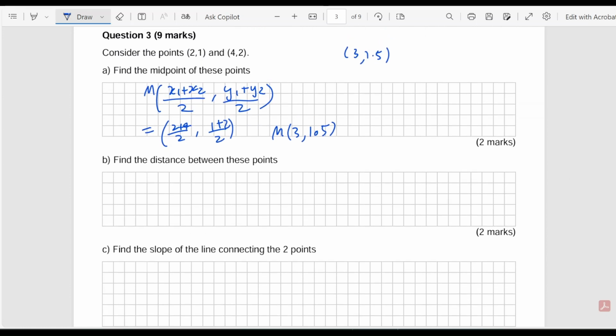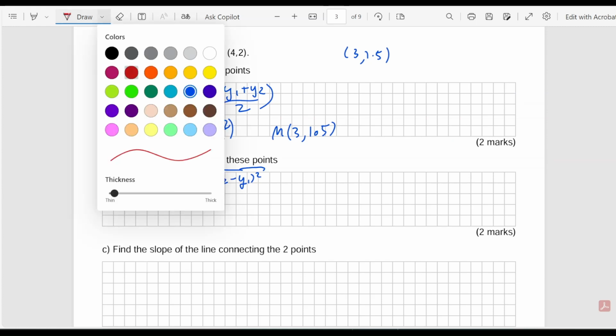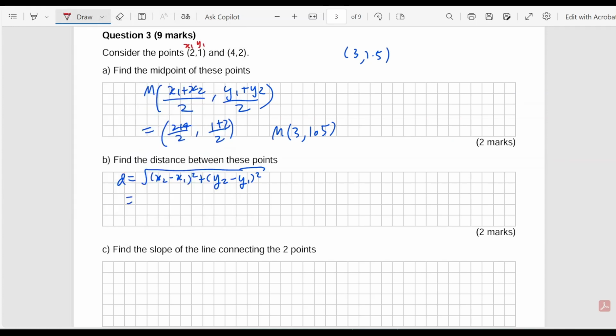Find the distance. So we need to use the distance formula here. So distance is going to be the square root of x2 take x1 squared and y2 take y1 squared, just like that. So that actually comes off your formula sheet there as well. This, if we label the points, is x1 and y1 and x2 and y2. So let's calculate this distance. It's going to be 4 take 2 squared, and then it's going to be 2 take 1 squared, which is going to give us 2 squared plus 1 squared, which is going to give us root 5 units.